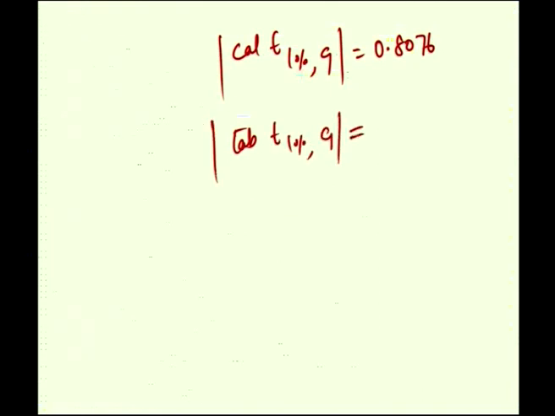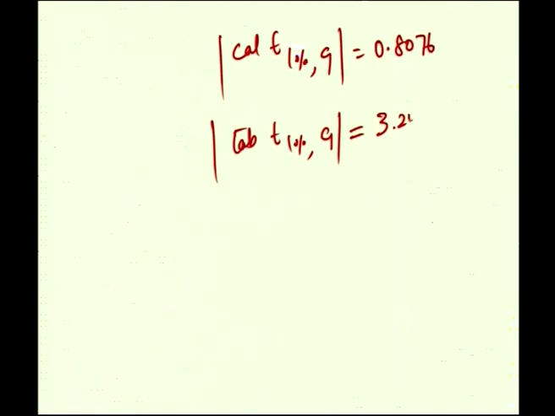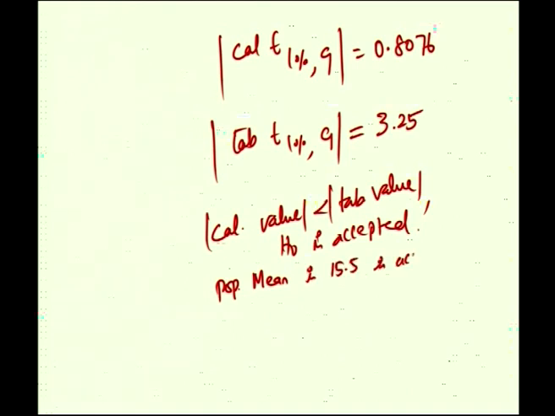Tabulated T at 1%, 9 degrees of freedom is taken from the tables. 1% is here and degrees of freedom is 9, so it is 3.25. Calculated value is much lesser than tabulated value, therefore H naught is accepted, that is, population mean is 15.5 is accepted.